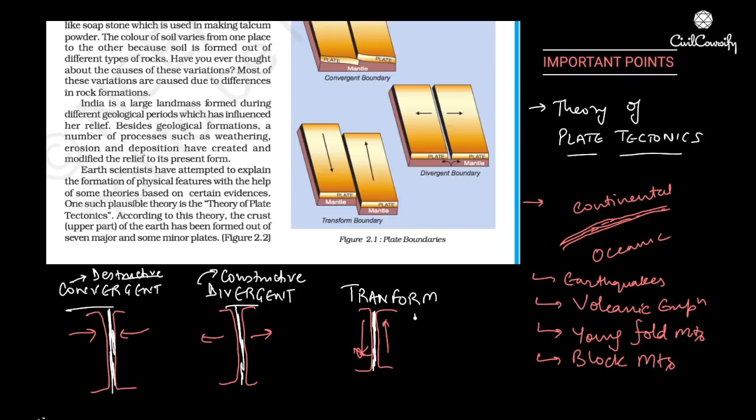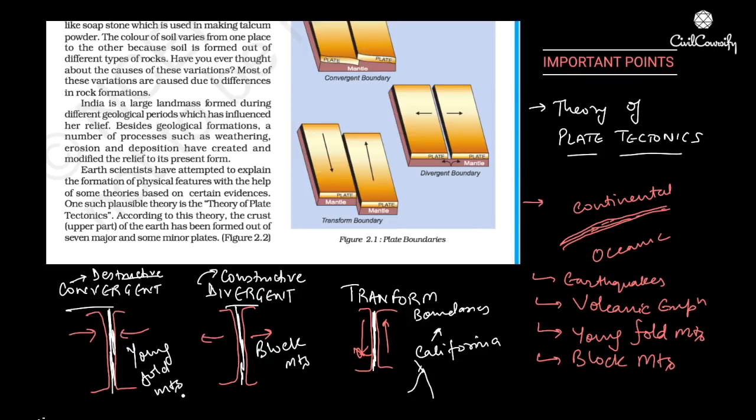Transform boundaries and plates. This is a phenomenon, as far as I remember, in California. The San Andreas fault in California is where the plates are rubbing against each other. Divergent plates are where the block mountains are formed. And convergent plates are where the young fold mountains are formed and the volcanic eruptions take place. So let us locate these plates on the world map so that we have a better understanding of the entire theory of plate tectonics.